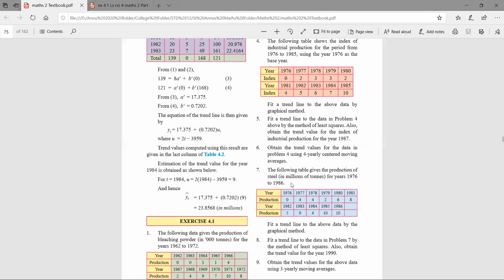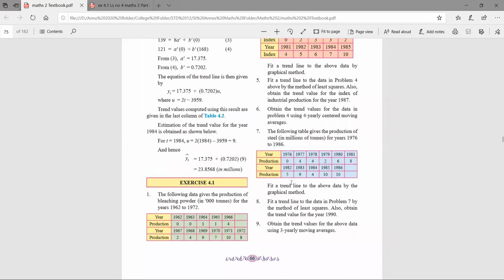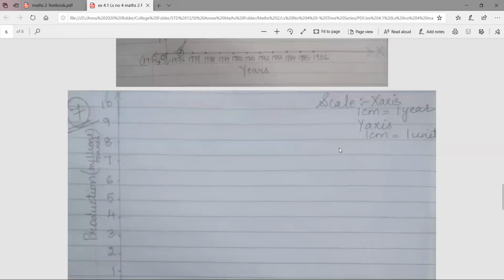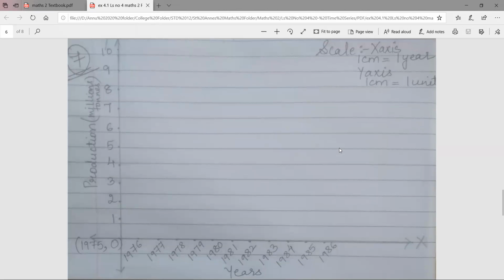Coming to the next sum, sum number 7. The following table gives the production of steel in millions of tons for the years 1976 to 1986. Fit a trend line to the above data by the graphical method. So the same process we'll be following. Again, the minimum number is 0, the maximum is 10. So on the y-axis, I'll take the values 1 to 10. Similarly, on the x-axis 1 centimeter is equal to 1 year. So again, the three things class which I told you.